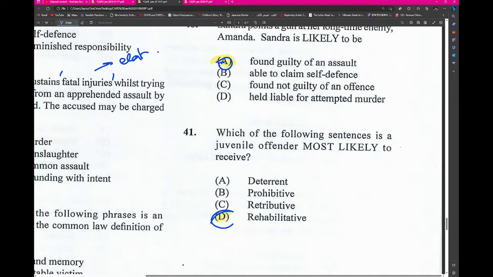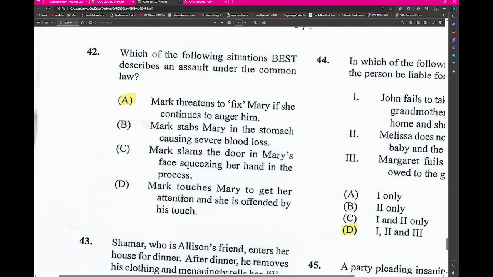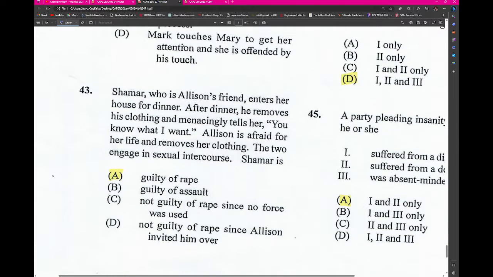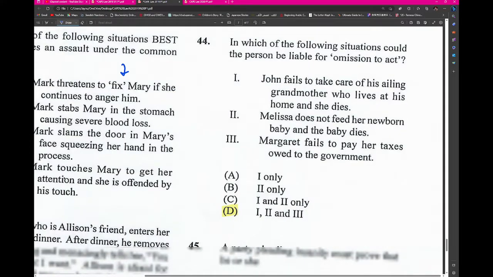Now, which of the following sentences is a juvenile offender most likely to receive, rehabilitative sentences? Right, which of the following situations best describes an assault under the common law? Mary threatens to fix Mary if she continues angry. So it's on threats. Now, remember the 3 F's: force, fear, and fraud.